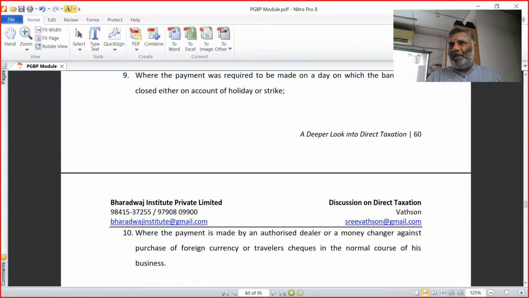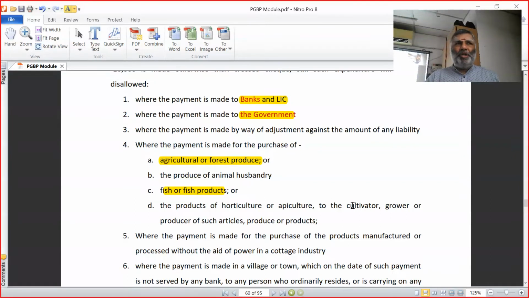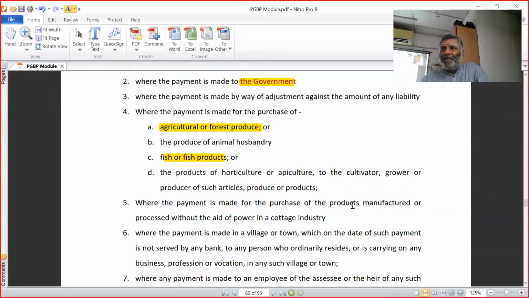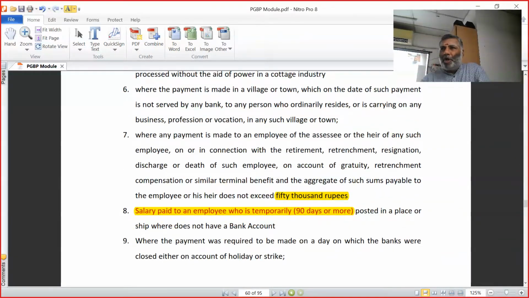Slowly they are taking that out also. These are some of the exceptions. The most popular are bank, LIC, government, agriculturist, fisherman, payment outside the base location, payment on a bank holiday. These are more famous in terms of questions. Otherwise, more than 10,000, it will be disallowed.